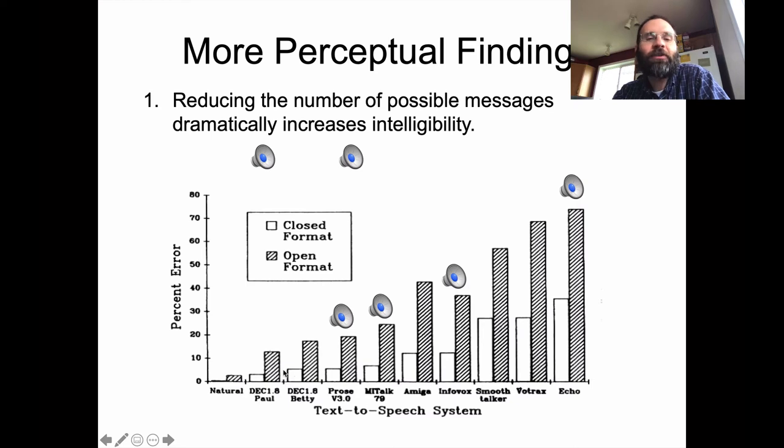DECtalk was the best, which is why it's still kind of the standard for formant synthesis to this day. With natural speech, people hardly mess up at all, but there is a difference throughout this graph between what are called closed format messages, which are messages from a limited set of options, and open format, where you'd have no idea ahead of time what the system or the speaker is going to say.